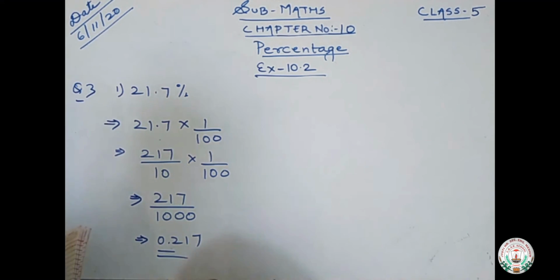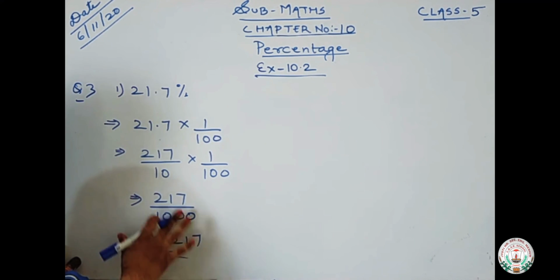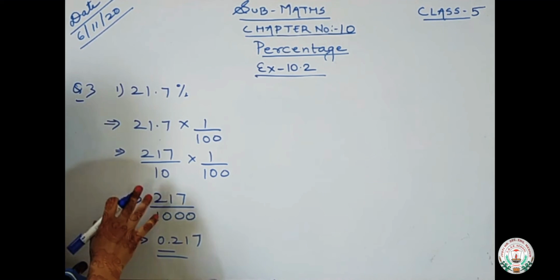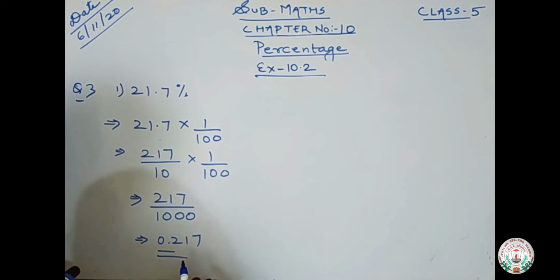Only you have to just follow. You have to place the decimal. First we will remove the decimal, multiply it, see whether it can be cancelled out or not. If it is not cancelled out, then place the decimal again according to the number of places.